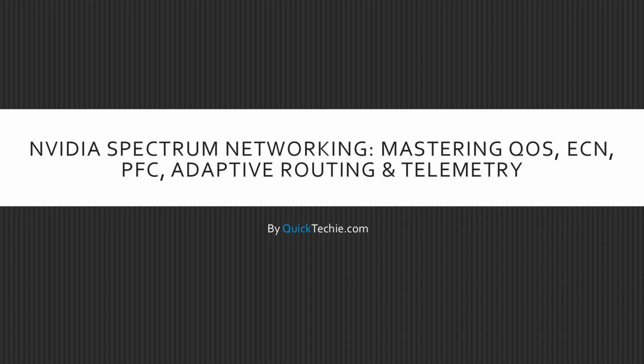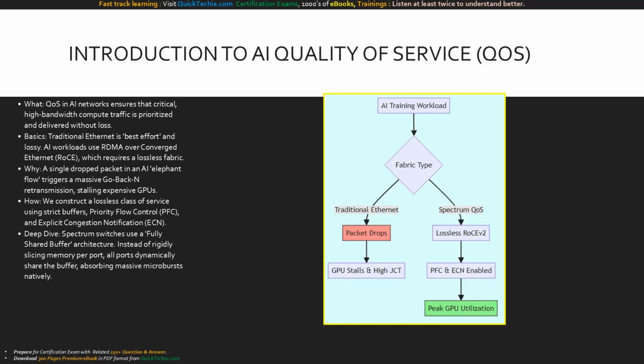Welcome, network architects. Today we are diving into the core of NVIDIA Spectrum networking. We will master how to configure, optimize, and verify the critical features that make an Ethernet fabric AI-ready: QoS, ECN, PFC, adaptive routing, and telemetry. Let's get started. Let's kick things off with the foundation of AI networking, quality of service, or QoS.